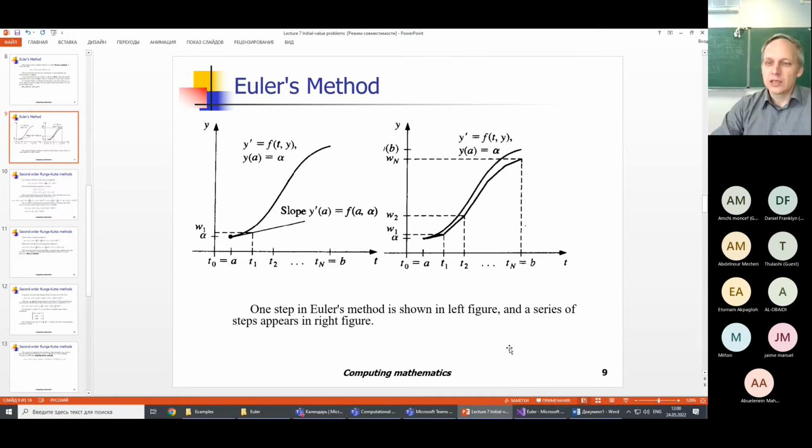Okay, and at the end of the lesson, let me show you how the Euler method can be implemented in Visual Studio.